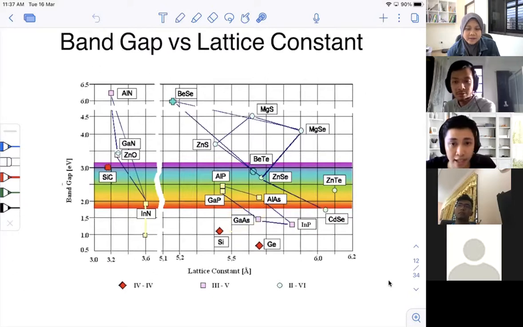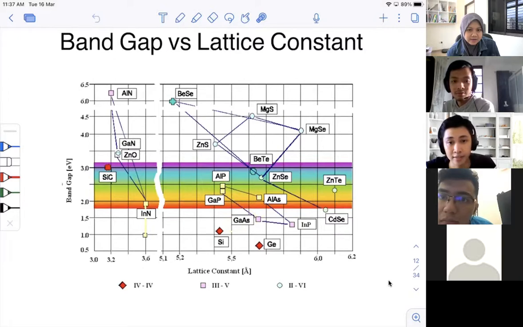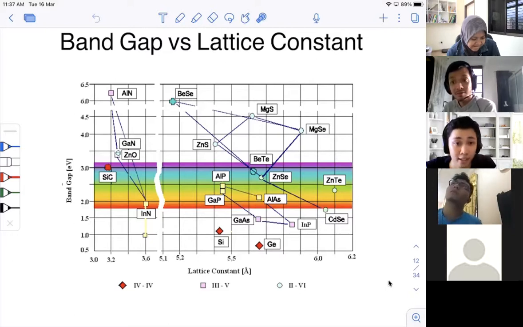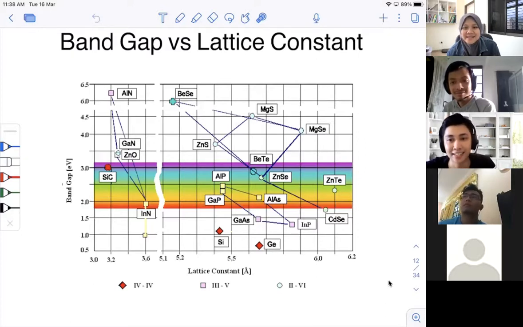You can see the line between the aluminium phosphide and the aluminium arsenide. As the arsenide increases and we decrease the phosphide, the band gap will decrease and the lattice constant will increase. That's what I understand. Is it?